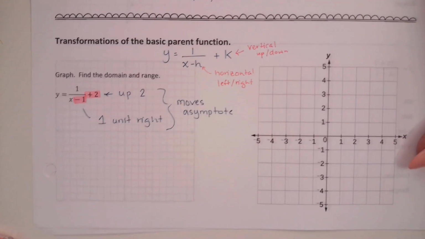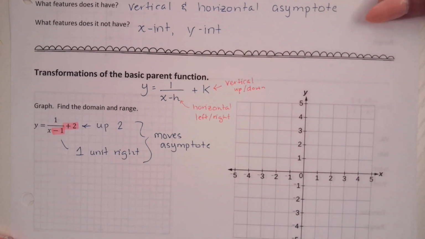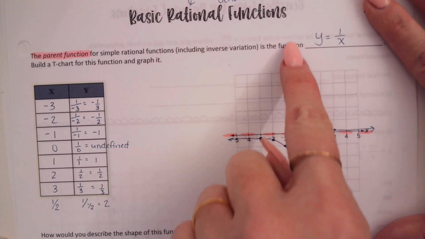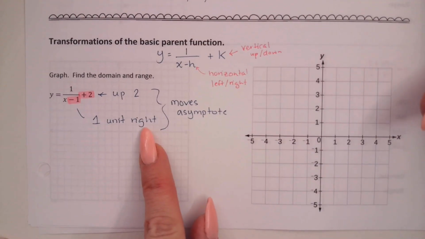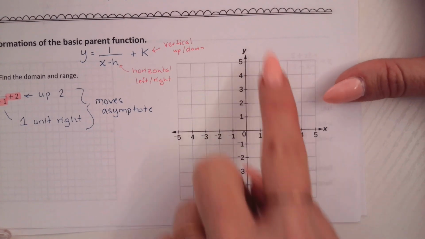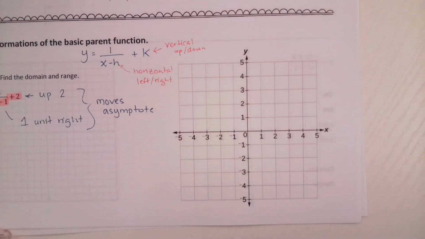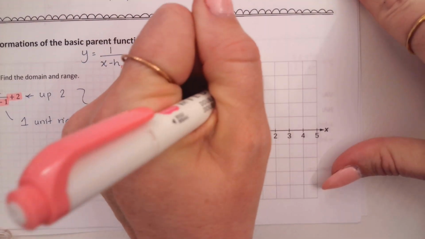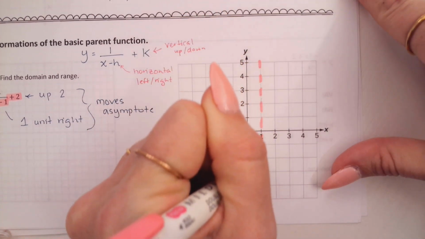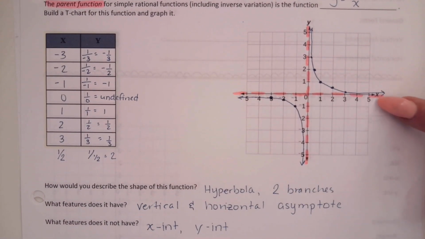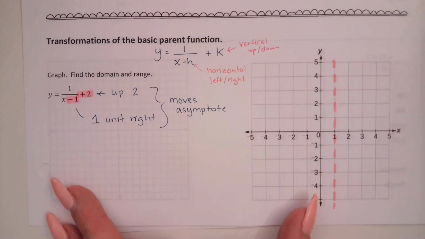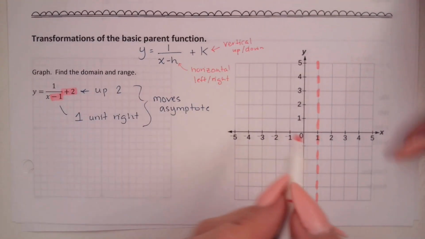Okay. So I'm going to start by taking my vertical asymptote. My vertical asymptote is normally at x equals 0, and it's going to move 1 unit to the right. So if it's normally at 0 and it moves 1 unit to the right, now it's at 1. Okay, and then we'll have our horizontal asymptote, which is also at 0, but this one's going to move which way? Up 2. Very good.